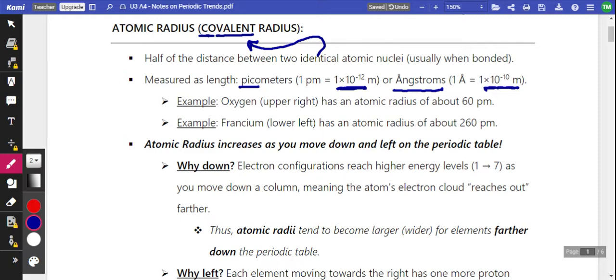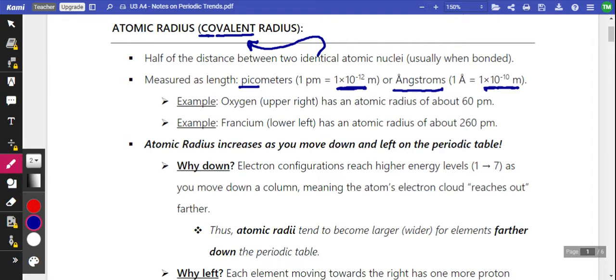Okay, to give you an idea of what sizes we're talking about, oxygen, in the top right of the periodic table, or pretty close to it, has an atomic radius of about 60 picometers. Okay, so a small unit, but a number that we can think about as a result. 60 is an easy number to imagine. Francium, on the other hand, is down in the lower left and has an atomic radius of about 260 picometers. So francium is a little more than 4 times the size of oxygen going out from the center.